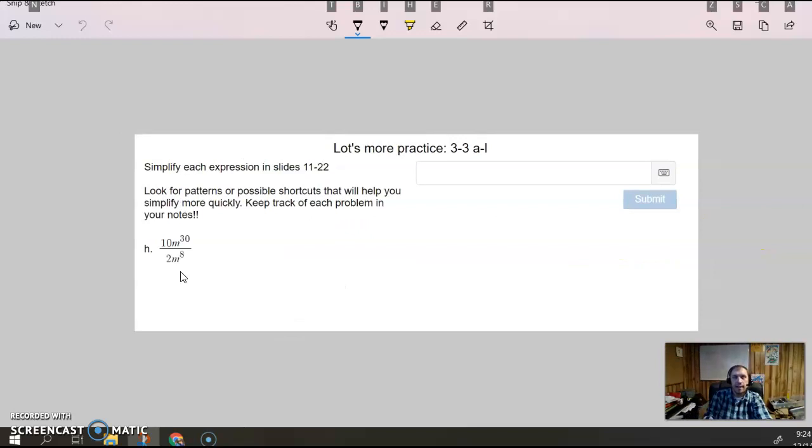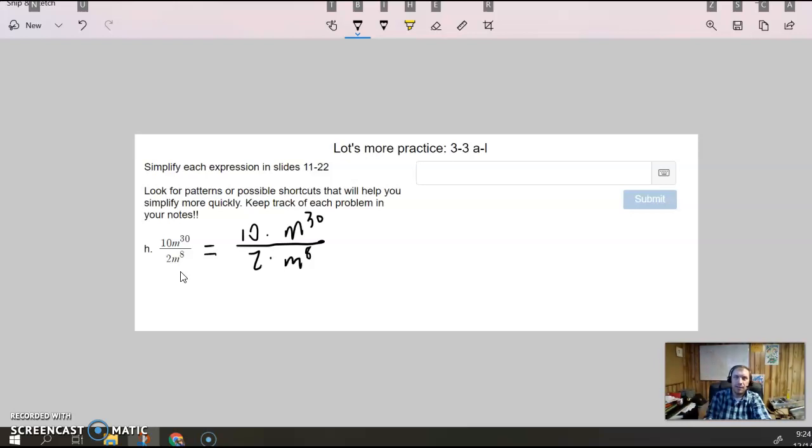Here we are on slide 18. Pause, come back, take a look now. 10 times m to the 30th, and on the bottom we have 2 times m to the 8th. I'm not writing this out 30 times. I want you to think about this.